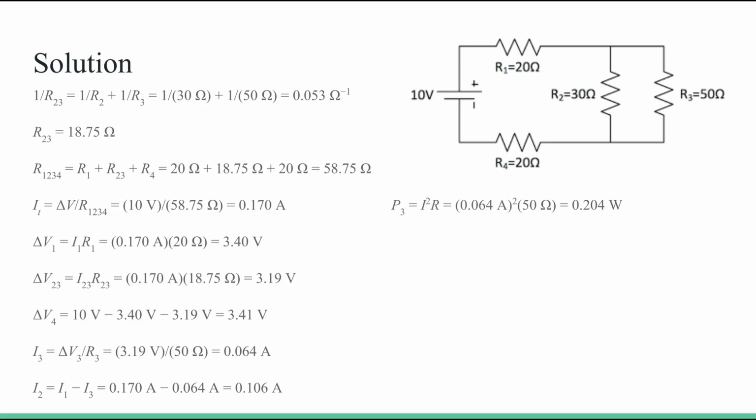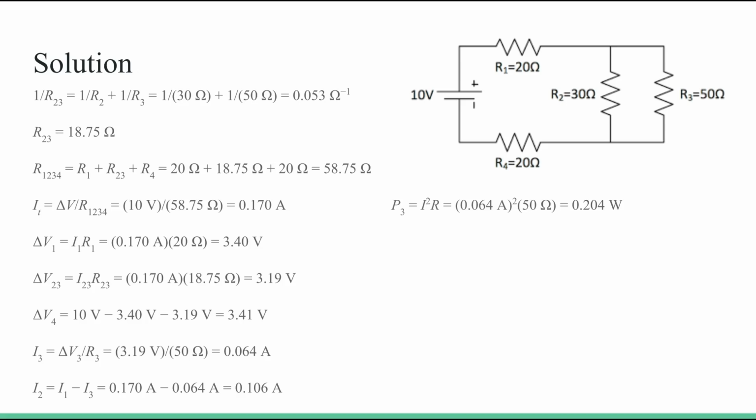So here's another way of writing equivalent resistors. R2, R3 condenses into R23. So 1 over R23 equals 1 over R2 plus 1 over R3. So that equals 1 over 30 ohms plus 1 over 50 ohms equals 0.053 inverse ohms. Take the reciprocal of that and you get 18.75 ohms. Okay, so actually finding the equivalent resistance is not hard. It's a relatively simple circuit you've been given here.